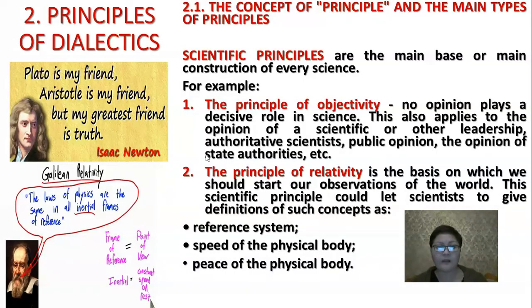Another example, the principle of relativity is the basis on which we should start our observations of the world. This scientific principle could lead scientists to give definitions of such concepts as reference system, speed of the physical body, piece of the physical body.